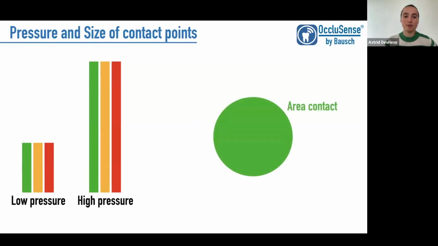And the color is indicating the area. So if we have a green area, it means that there is a more abrasive contact. And if we have a yellow contact, it's a smaller area. And the red point would then be a punctual contact.